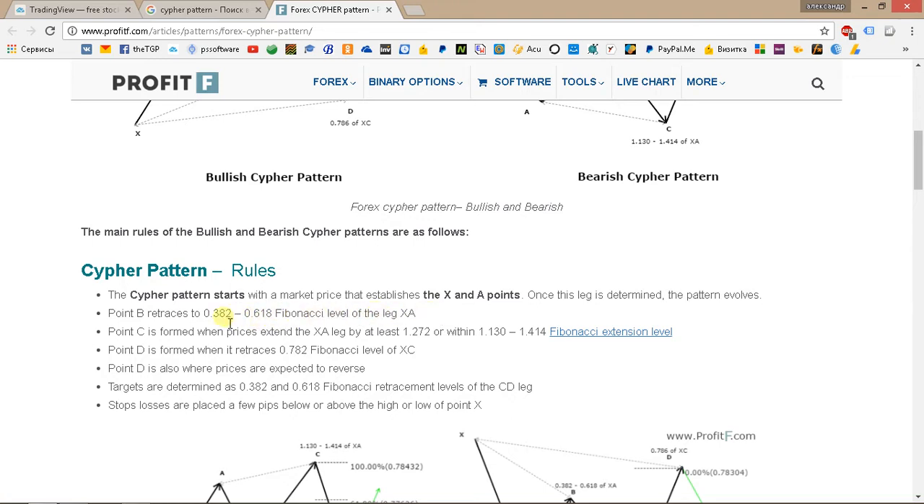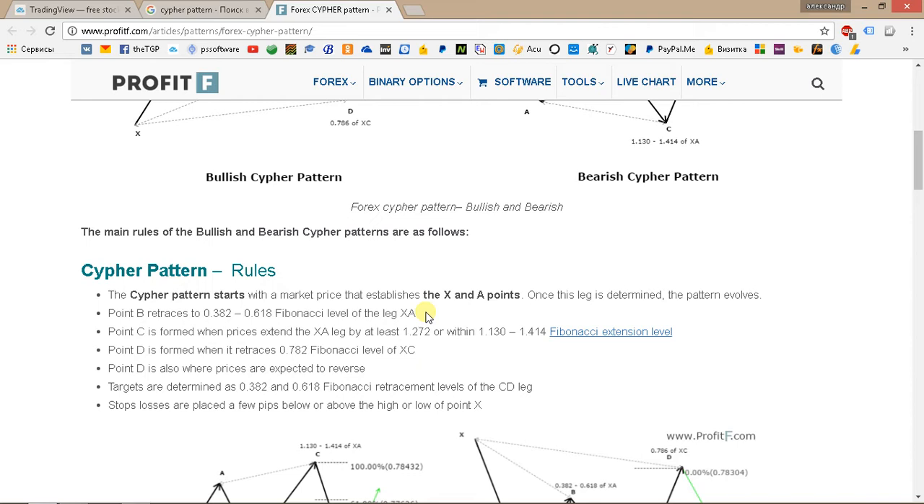Point B retraces to 382, 618 Fibonacci level. Well, no. Is that 0.42 good? Is that 0.62 good? No? 1 pip more, 1 pip less? The advanced pattern formation rules are very strict. It should be exact, should exactly touch 382.